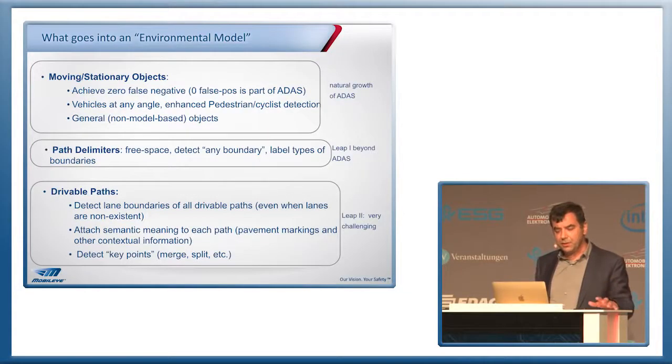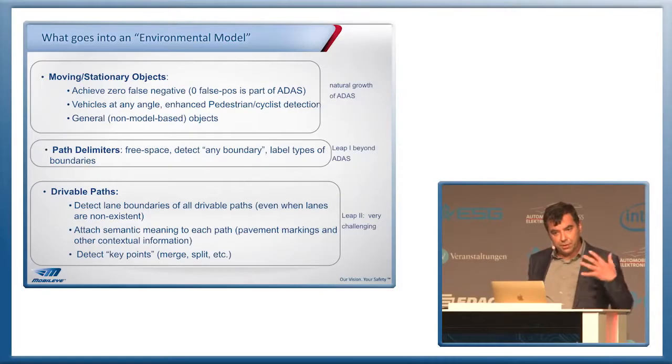The third one is really the killer. It is drivable paths. It is understanding where all the drivable paths are, reading all the pavement markings, connecting the drivable path with traffic signs, associating semantic meaning to each drivable path. Is this path heading to a highway exit? Is the path going straight? Is there a split? Is there a merge? All the stuff that we take for granted when we are driving, these are very, very complicated. And this is not part of driving assist today.